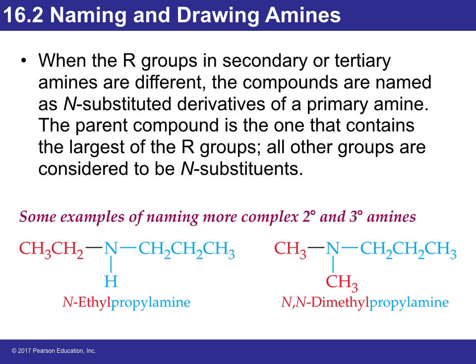Far right example for a tertiary amine, I have 2 times a methyl, so that's a dimethyl. Both of them are attached to the nitrogen atom, so it's an N,N-dimethyl. And on the right side, the longest carbon chain, CH2, CH2, CH3, propyl, attached to nitrogen, propylamine. So it's N,N-dimethylpropylamine.